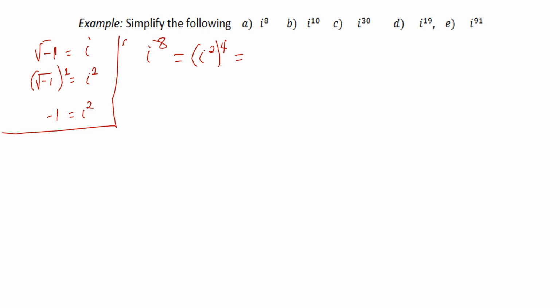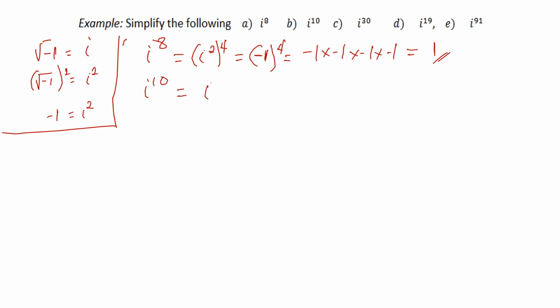Then you already know that i squared is minus 1, so it's going to be minus 1 raised to the power of 4. Which is what? Minus 1 times minus 1 times minus 1 times minus 1, which is going to be 1. So therefore i raised to the power of 8 is simply 1.